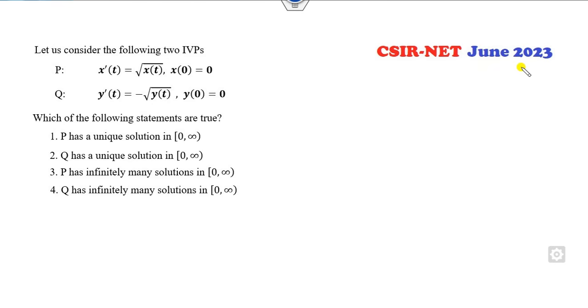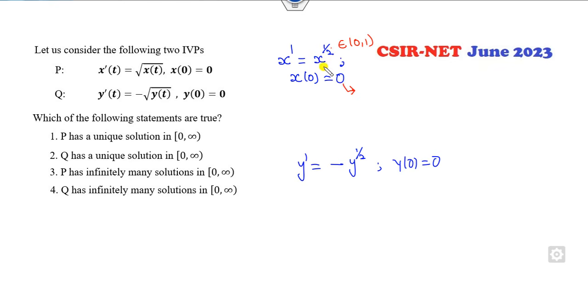Okay, now you can see this is June 2023. The first problem: x' = ... I can write this as a half. x(0) is 0, and y' is minus y^(1/2), y(0) is 0. So clearly this is alpha between 0 and 1. It is 0, the coefficient is positive, so it has infinitely many solutions. Here a is less than 0 and y(0) is 0, so it has a unique solution.